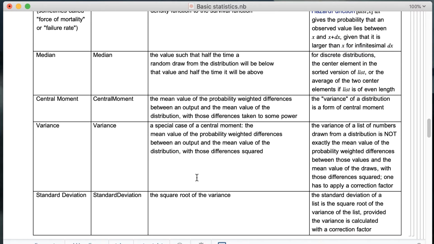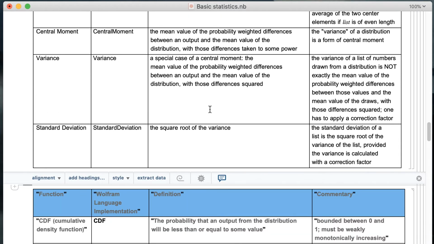Median. Median is the value such that half the time a random draw from the distribution will be below that value, and half the time it will be above, and there are intriguing methods of dealing with ties. Central moment, I think I'm going to skip for the moment. Variance is you take the mean value of the distribution, you take the difference between each value drawn from the distribution and that mean, that gives you some positive or negative number, you square it, and then you take the mean of those squares, more or less. And so that's the variance. It's a measure of the spread of the distribution, and the standard deviation is the square root of the variance, with this footnote that there sometimes needs to be a correction factor.